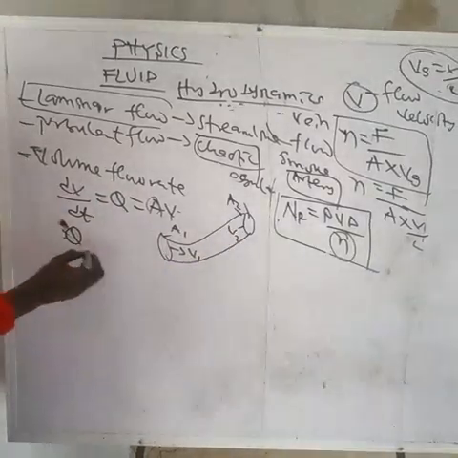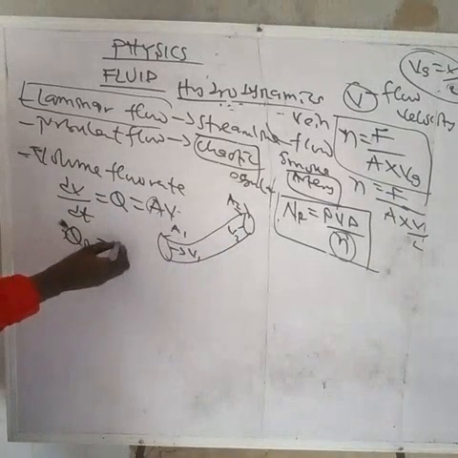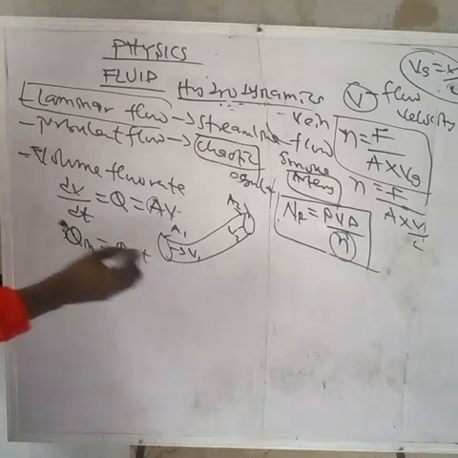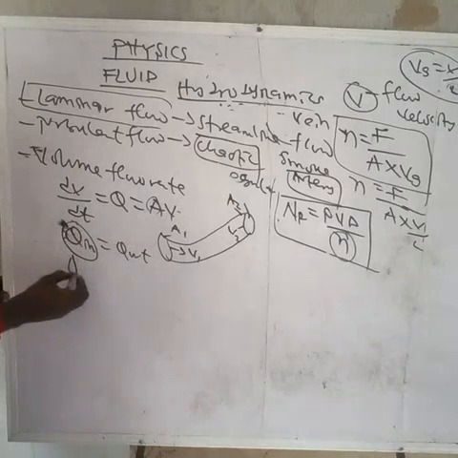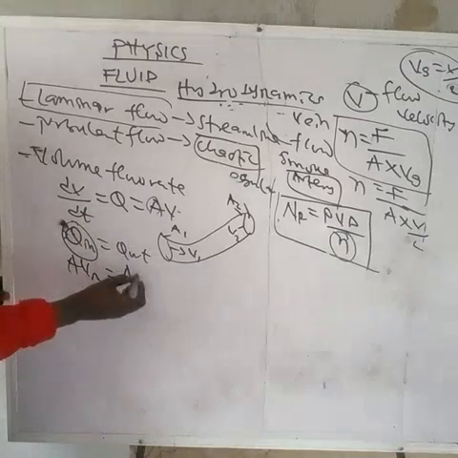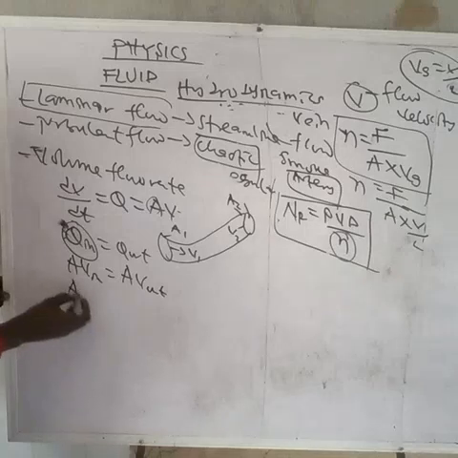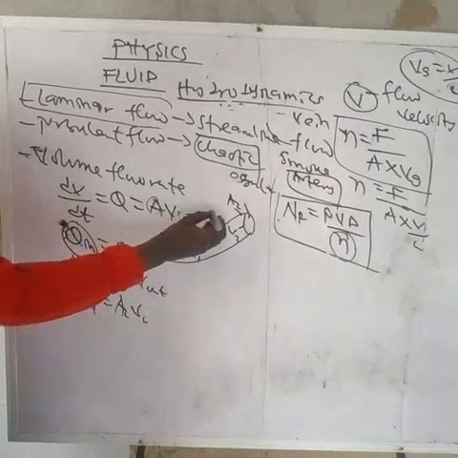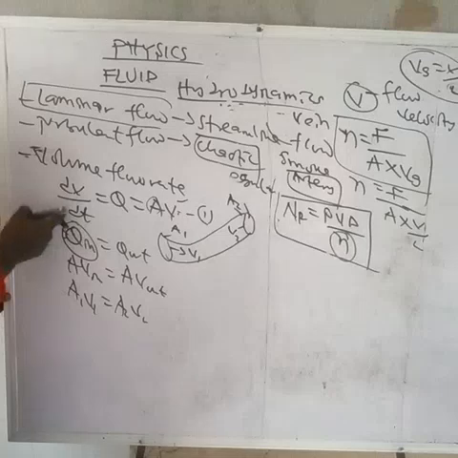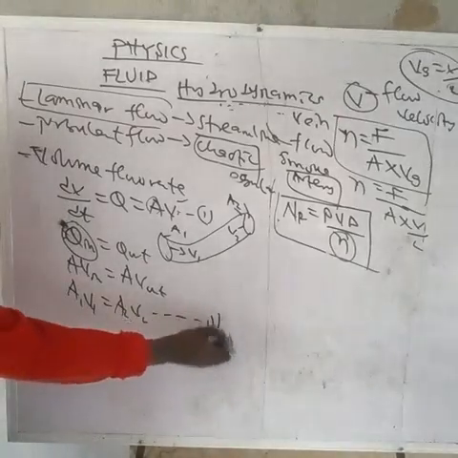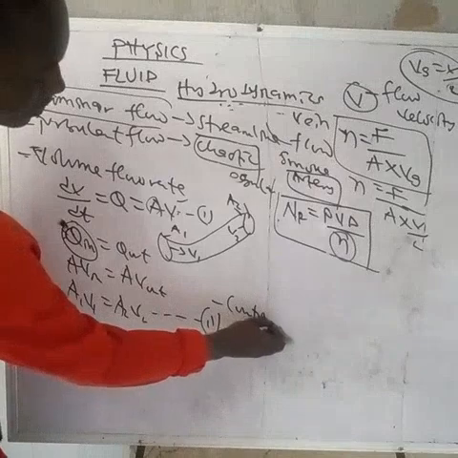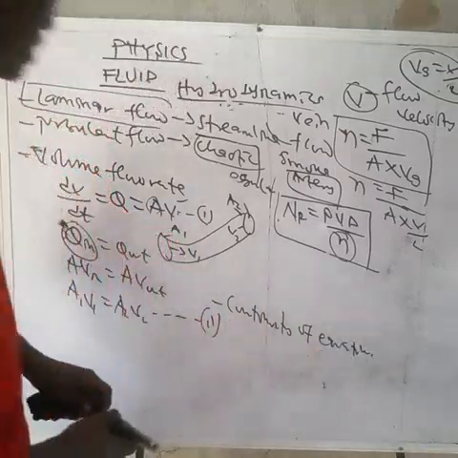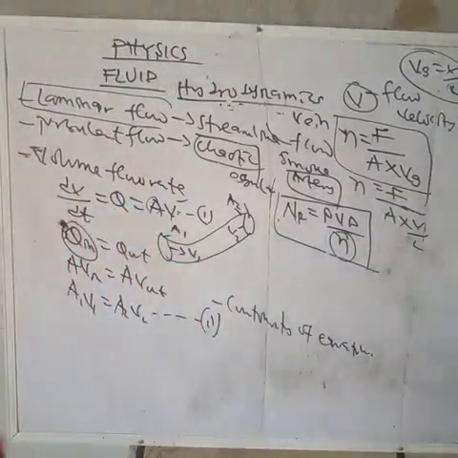So at the end, if you combine them together, the volume flow rate into the pipe is equal to the volume flow rate out of the pipe. This is in and out. So Q is AV in the pipe, equal to AV out. So at the end you have A1 V1 equal to A2 V2. This equation is what we call volume flow rate, dV over dt. And A1 V1 equal to A2 V2 is what we call the continuity equation. So that's what happens.